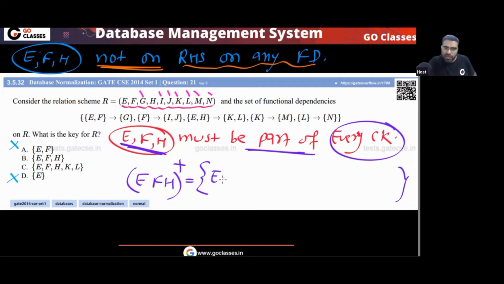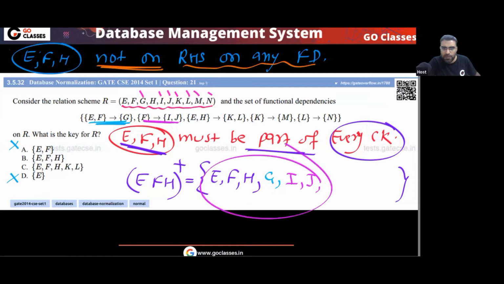EFH can determine E, F, and H. What else? EF can give you G also. Notice EF can give you G also. What else? F can give you IJ. Look at F. F can give you IJ.